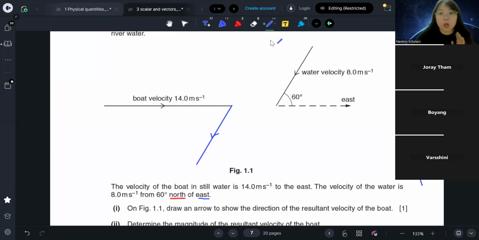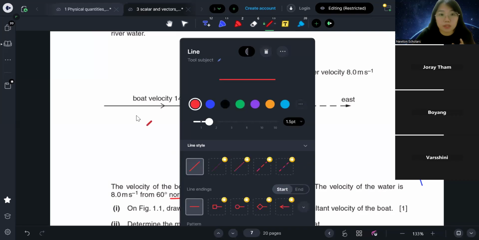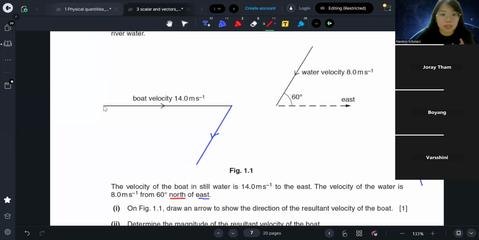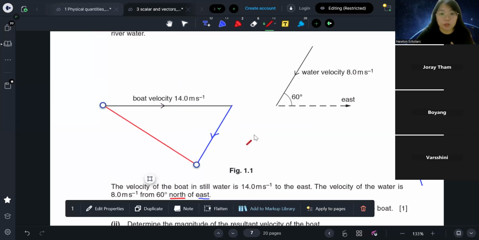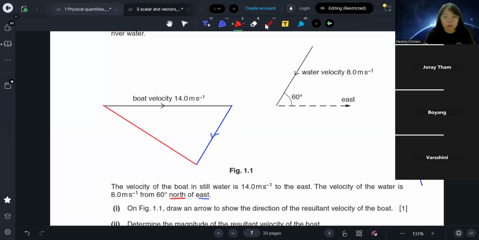Then what is your resultant? They want you to find out your resultant. I'm using the red color line. So starting to ending, you have to draw this. Normally I will use a double arrow to show this is my resultant. Resultant of velocity. So this is the answer.